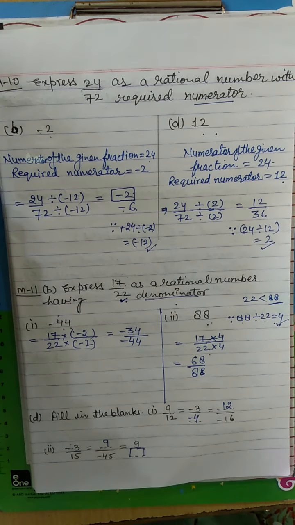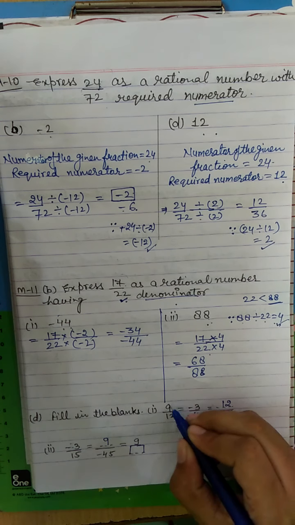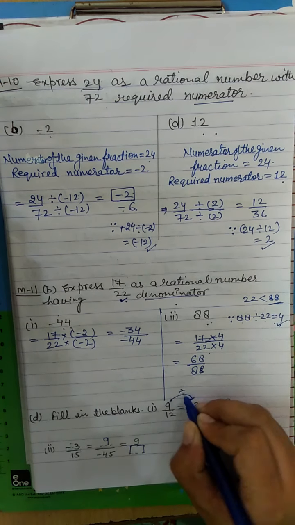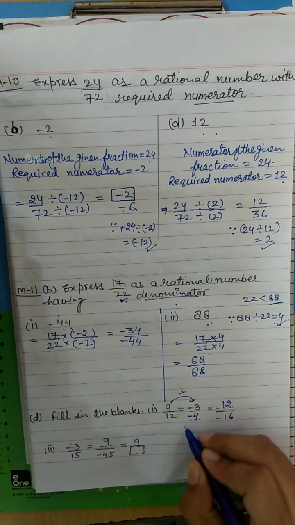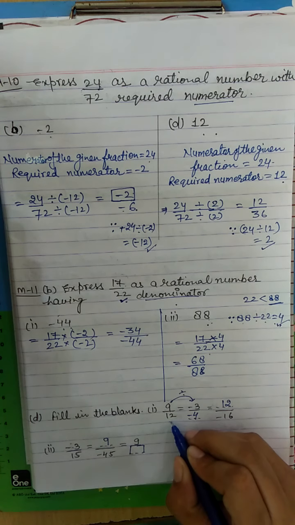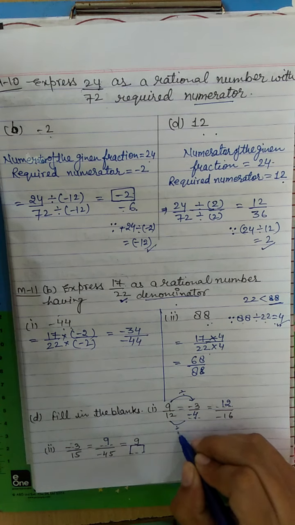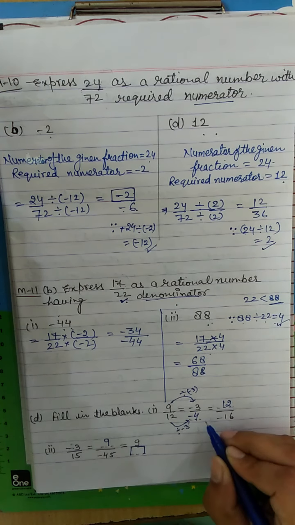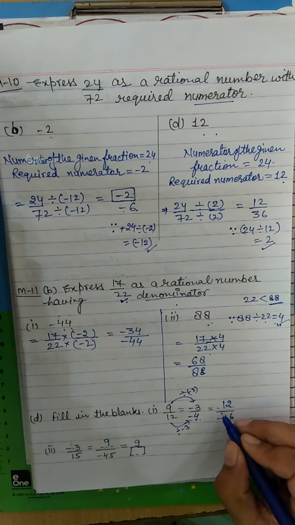Next, D part, fill in the blanks. After dividing by minus 3, it will happen. So here divide also by minus 3. Answer is minus 4. Next one, 3 4s are 12.